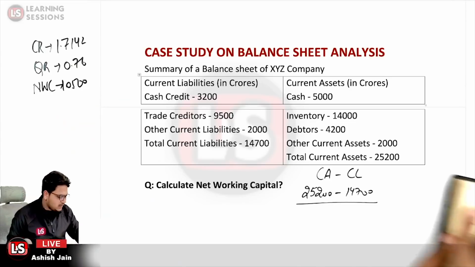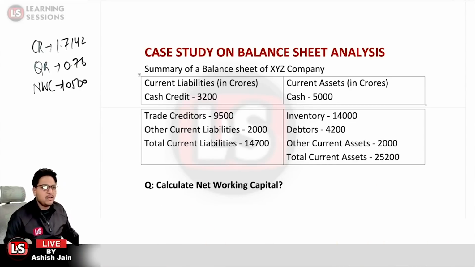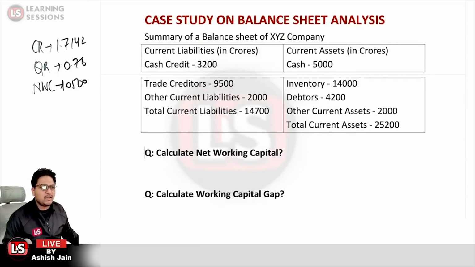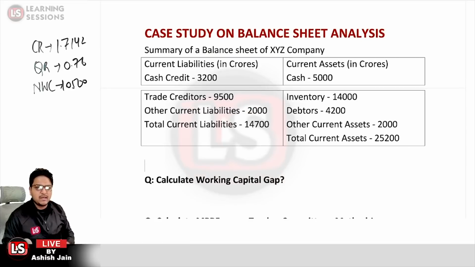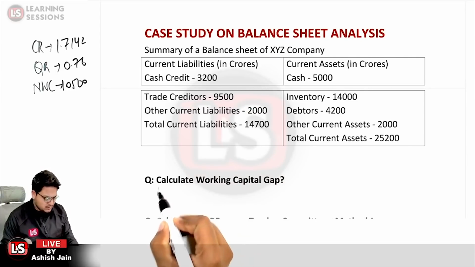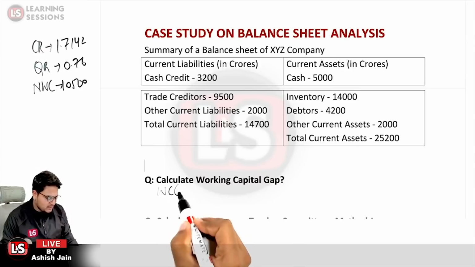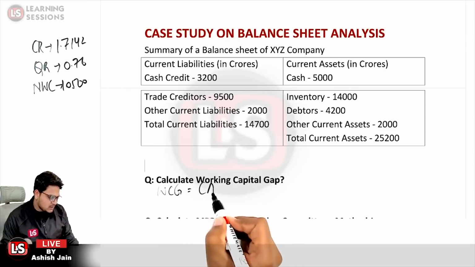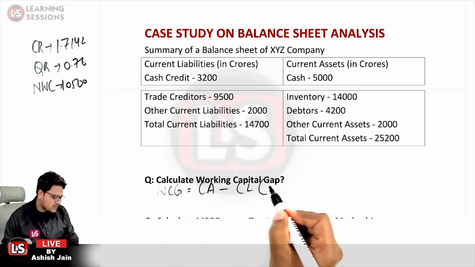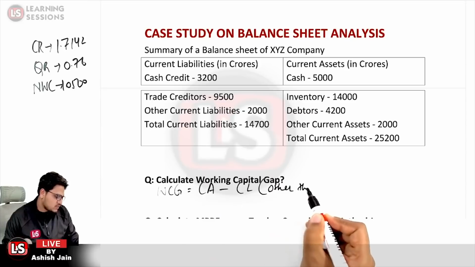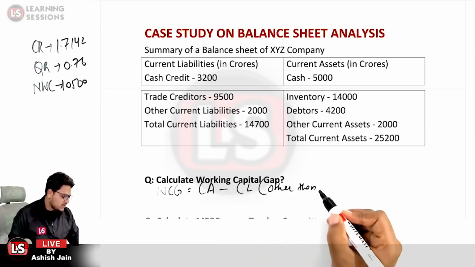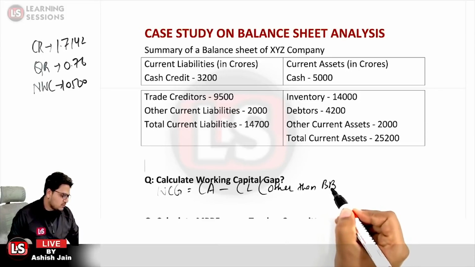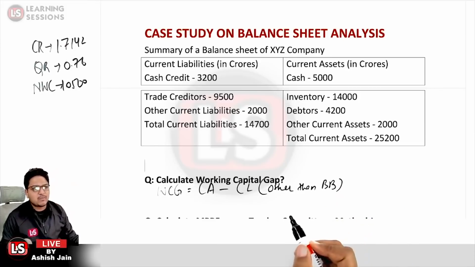Is that clear? Now let's move to the next question over here, and we need to calculate the working capital gap. Now the working capital gap definition is quite simple. Working capital gap is equal to the current assets minus the current liabilities, but other than the bank borrowings. So we need to subtract the current liabilities from the current assets, but other than the bank borrowings over here. So over here we are provided with the bank borrowings.